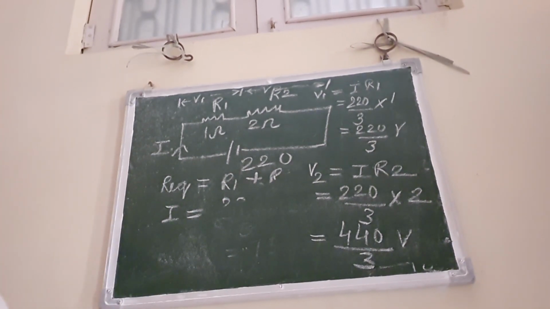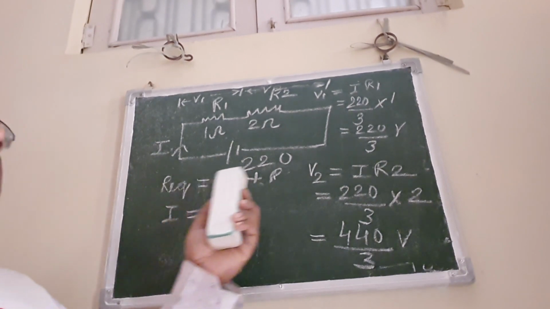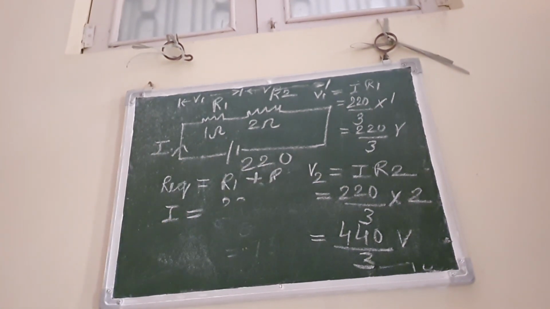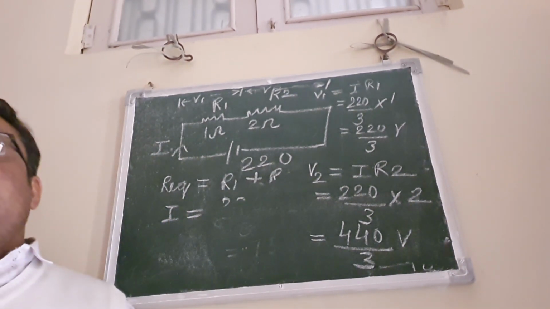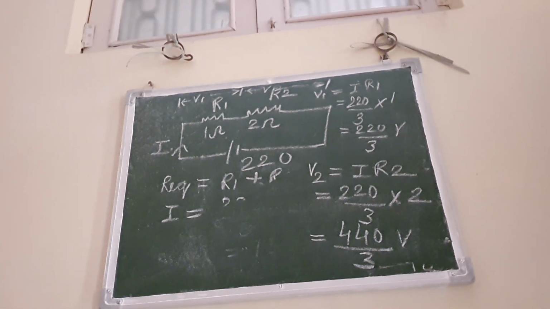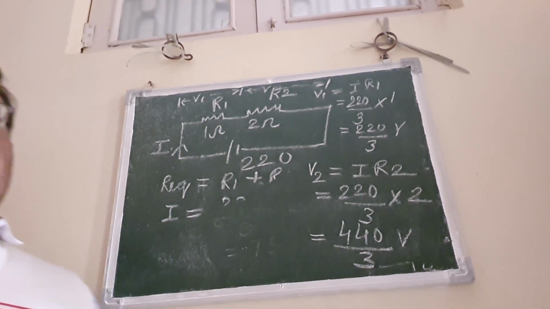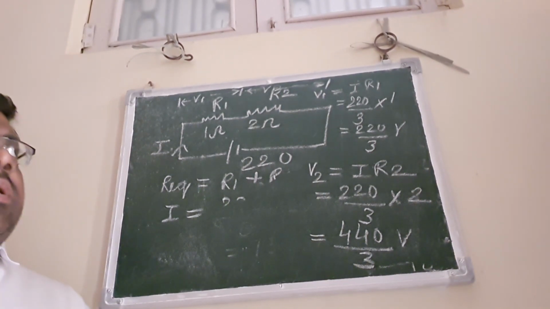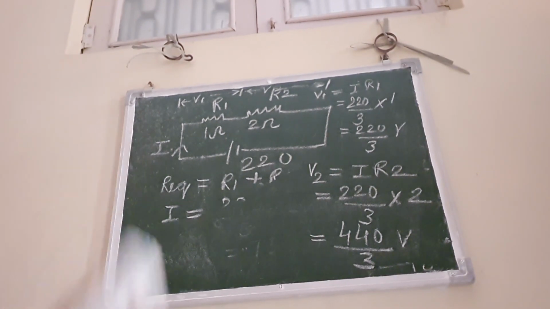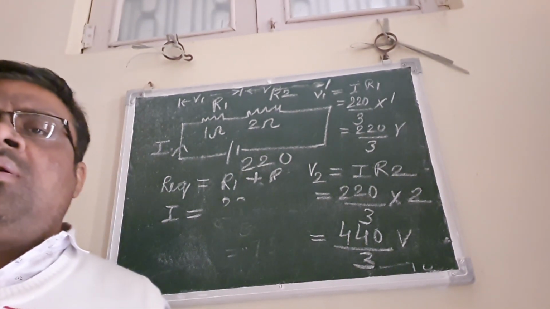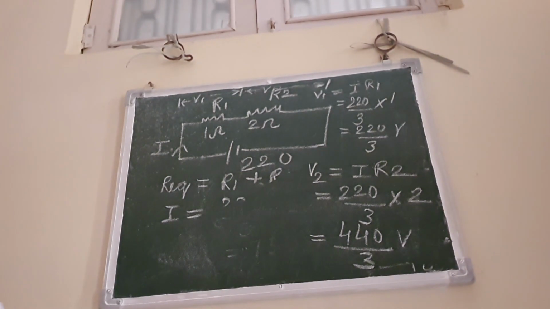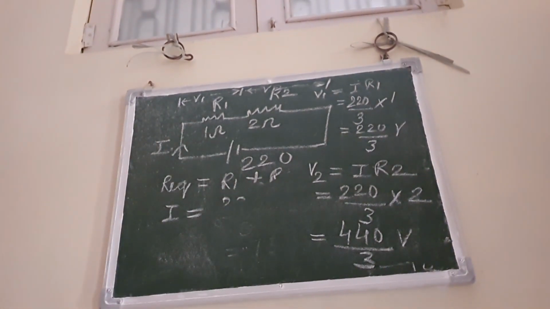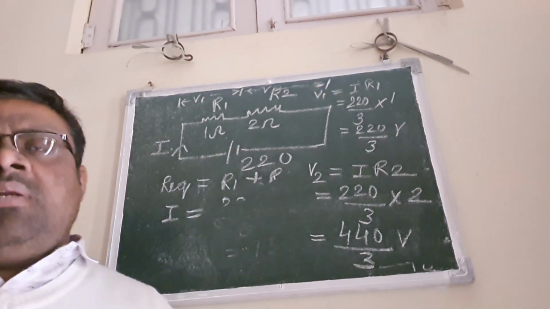So now we are finding the equivalent resistance. It will be the sum of these two, R1 and R2. So it is 1 plus 2, that is 3 ohm. Now we are finding the current that is flowing through this circuit. So the current will be 220 upon 3. Now we also have to find out the potential drop across this circuit. Let it be V1 across the resistor R1 and V2 across the resistor R2.